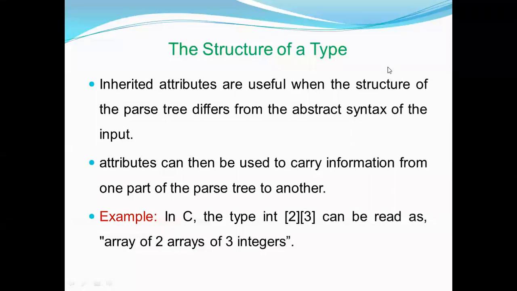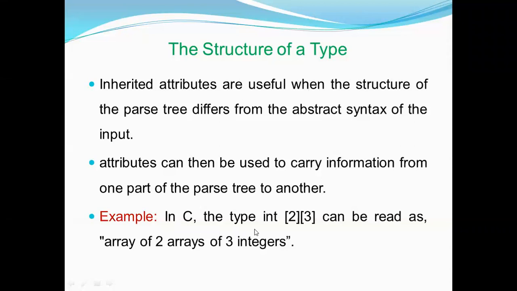Dear students, in this video I'll be explaining how the inherited attribute is used when the abstract structure of a given variable is different. Inherited attributes are useful when the structure of the parse tree differs from the abstract syntax of the input. Attributes can be used to carry information from one part of the parse tree to another. So you know that attributes are used to transfer information from one node to another node.